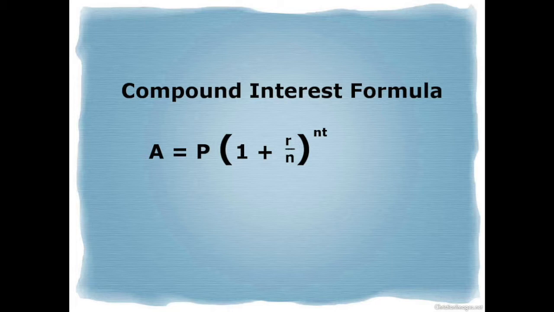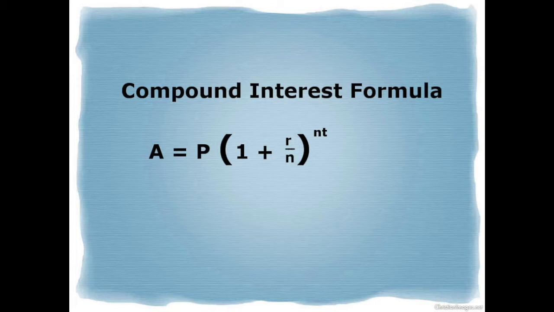Now the 1 represents the principal. Remember, we're going to have interest, but not just interest. We want our principal back. And so the 1 represents the original investment, the original principal. 1 plus rate over number of times per year that we compound. Now the rate is the interest rate, and n equals the number of times we're compounding during the year.